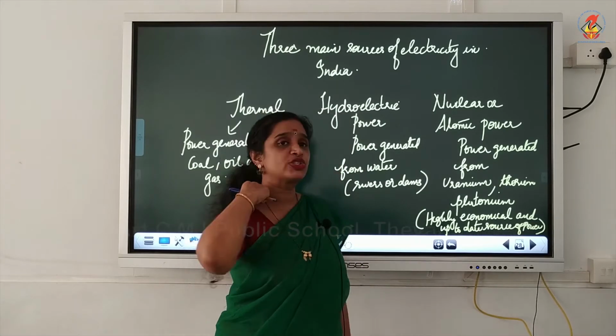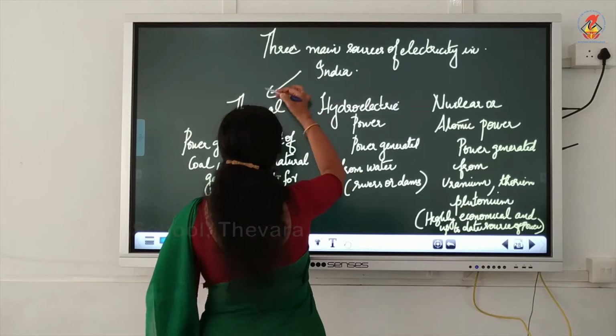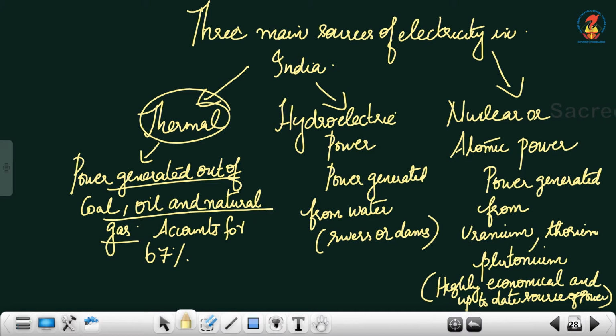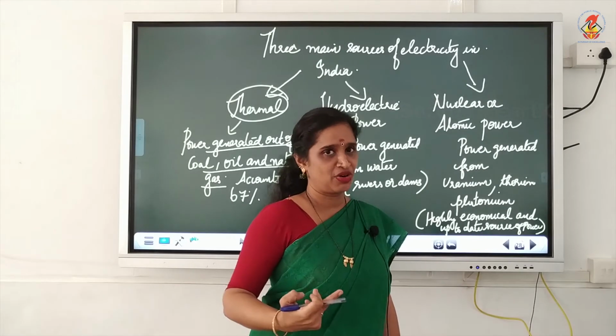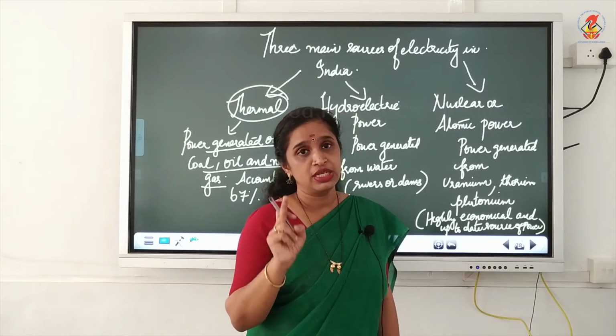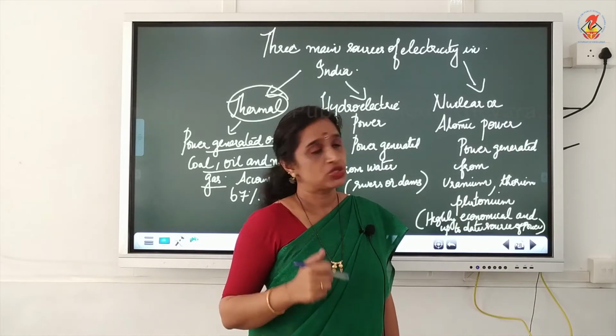Now, there are three main sources of electricity in India. One is thermal power, next is hydroelectric power, and the third one is nuclear or atomic power. Now, thermal power is generated out of coal, oil and natural gas. So, thermal power is the main source of energy in our economy. As far as the Indian economy is concerned, the thermal source of energy is the most important source of power.